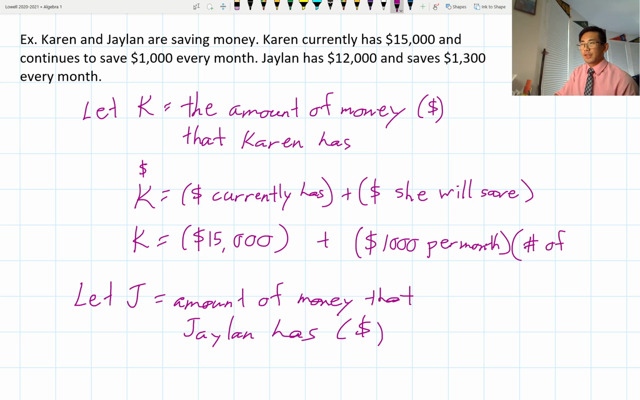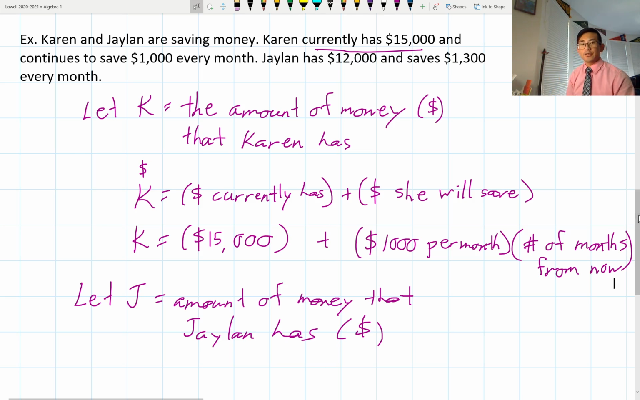And we want to be really specific here. The number of months from now, we'll say. Because remember, she currently has $15,000. So number of months from now, very specifically. It's not months from the beginning of time, or months since, starting later. It's from now. So I'm going to emphasize that. Say number of months from now.